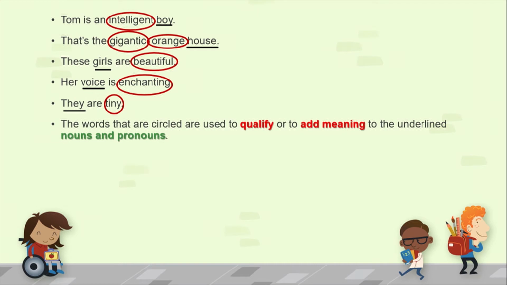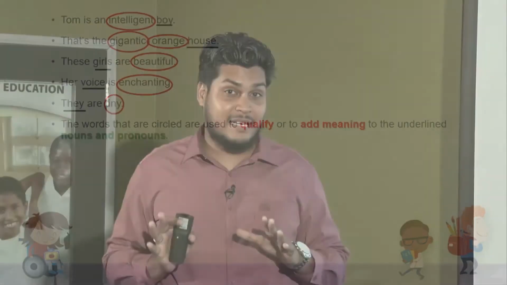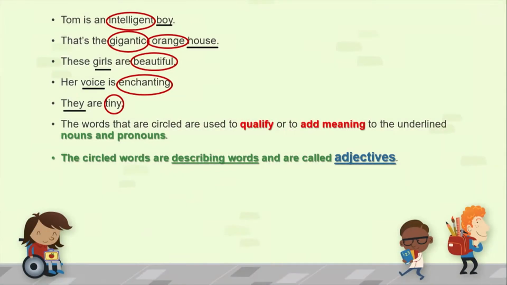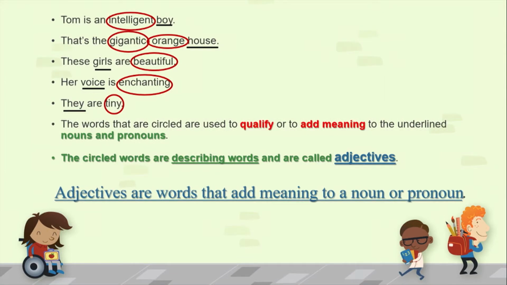These words that are circled are used to qualify or add meaning to the underlying nouns and pronouns. Now, these are some baby sentences. I know you all can do a lot bigger and better sentences for me. So I'm just challenging you here now. Start to write some sentences and let's see what good adjectives we can use by the end of this lesson. The circled words are describing words and they are called adjectives. Adjectives, as we said before, are words that add meaning to a noun or a pronoun.